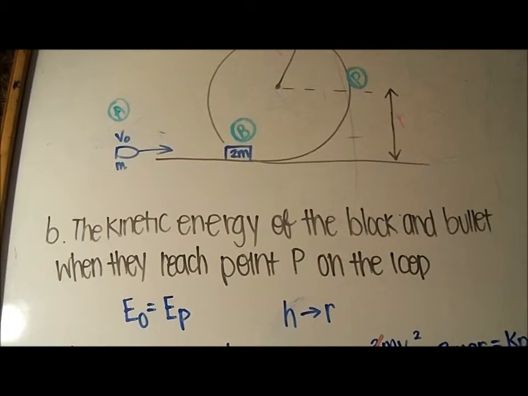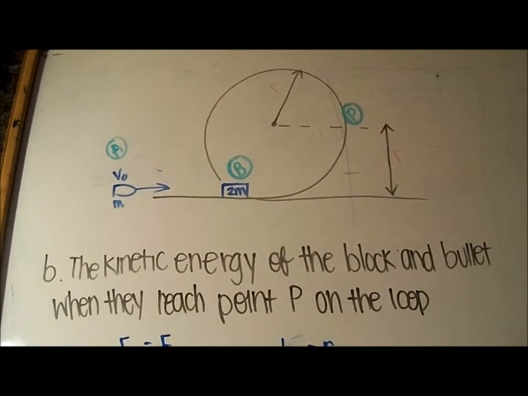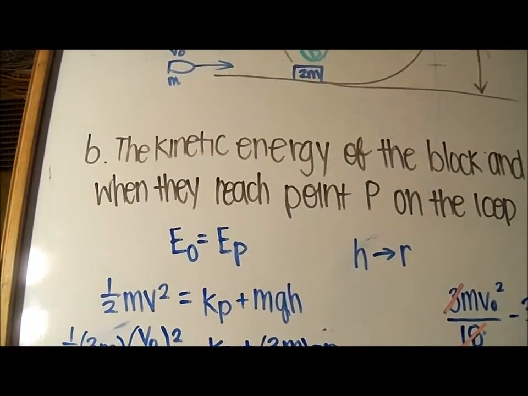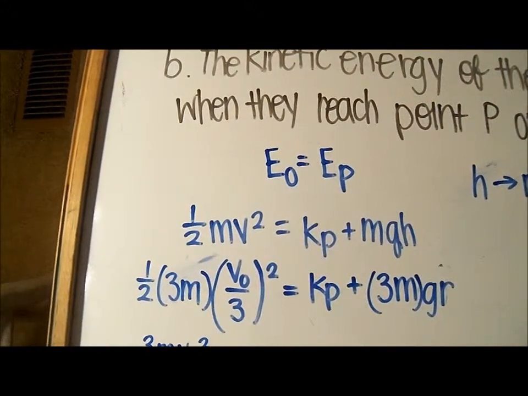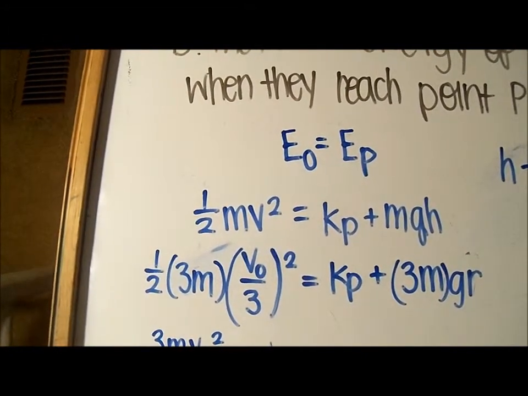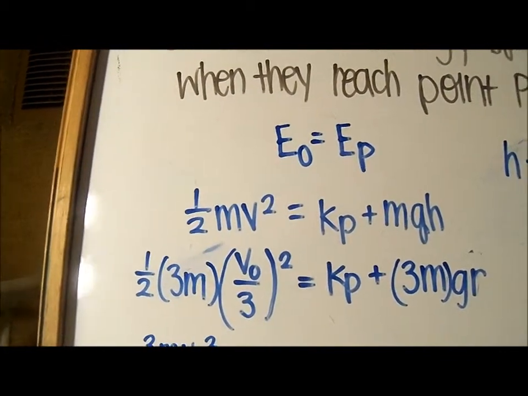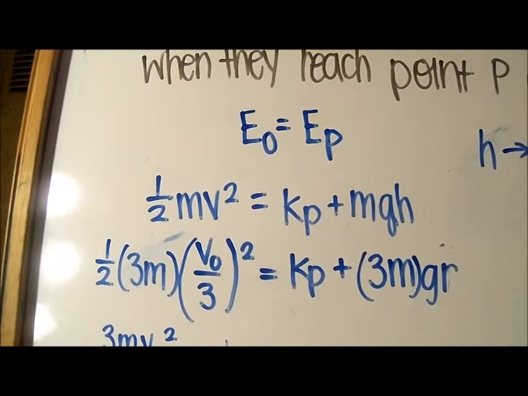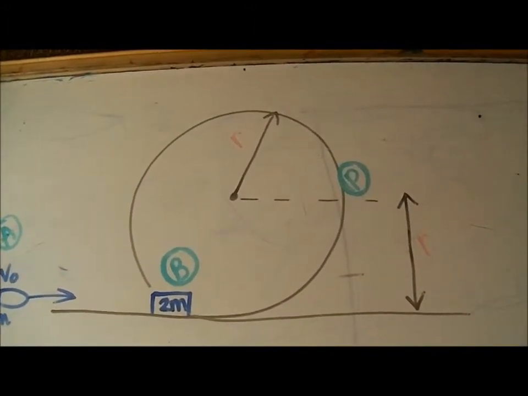In part B, we are trying to find the kinetic energy of the block and bullet when they reach point P on the loop shown in the diagram above. To find the kinetic energy at point P, we will set the initial energy equal to the energy at point P. Initially, we are traveling, which means you will use the equation for kinetic energy, which is 1/2 mv squared, and we will set that to the energy at point P, which is kinetic plus potential. So we will have kinetic at point P plus mgh, and we can substitute r for h in the diagram because r is the height at point P.